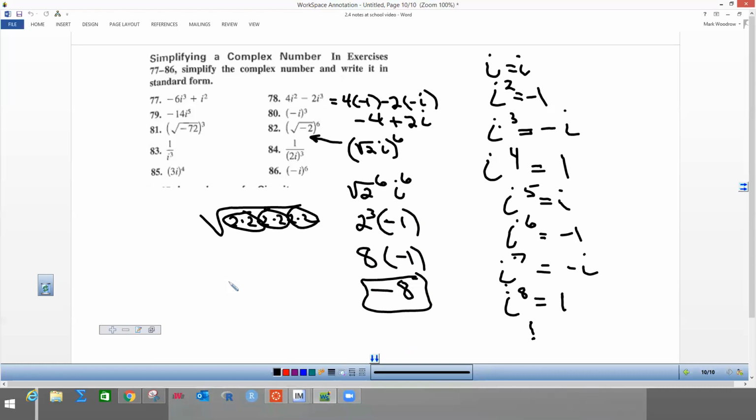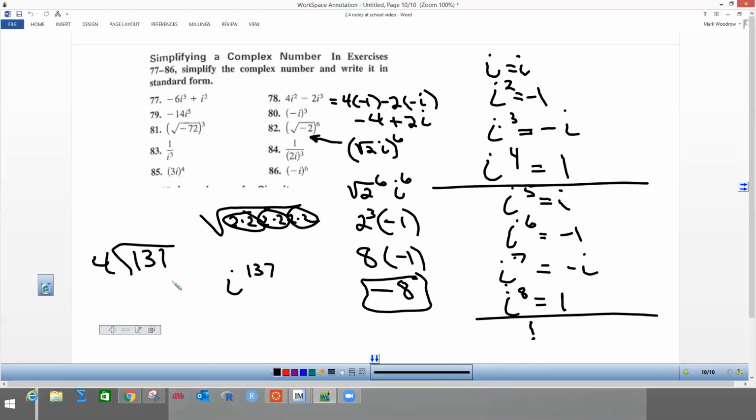Let's say I had a problem that said i to the 137th power. Here's how you figure that out. You take 137 and divide it by 4. The reason you divide it by 4 is these things repeat every 4. Every 4 is the same. So I do this like always, and I get 34. Subtract, bring down the 7. You put 4. You do this deal right here, and you get a remainder of 1.